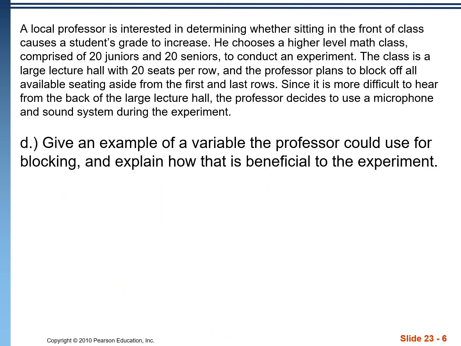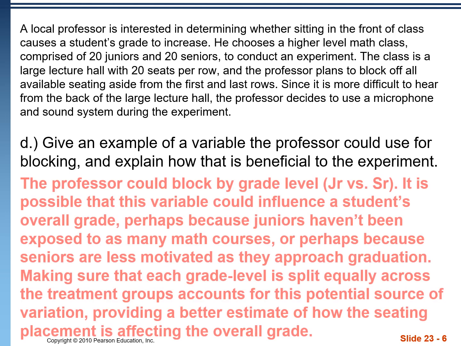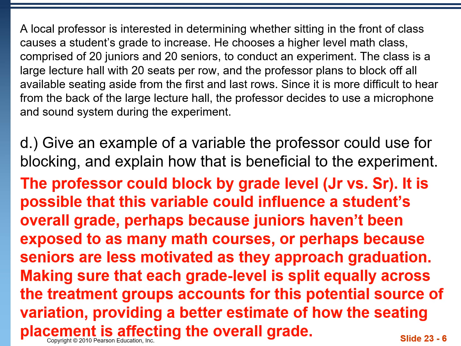And lastly, give an example of a variable that the professor could use for blocking and explain how that is beneficial to the experiment. When we choose a blocking variable, we want to choose a variable that we think could affect the response variable, in this case the grade, and we're blocking on the variable in a way that puts similar students together. So the obvious variable in this problem is the grade level. We're going to put all the juniors together and all the seniors together because we expect that could have an effect on their grade in the course. Now, make sure we explain why that's the case.